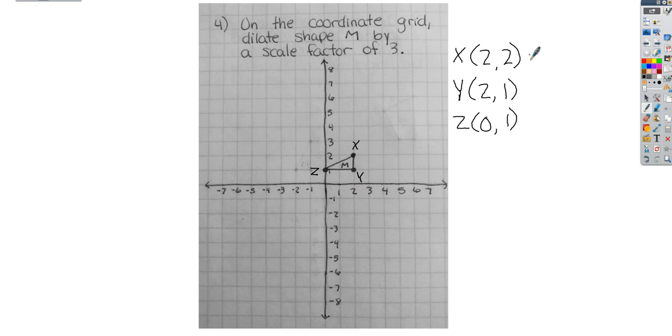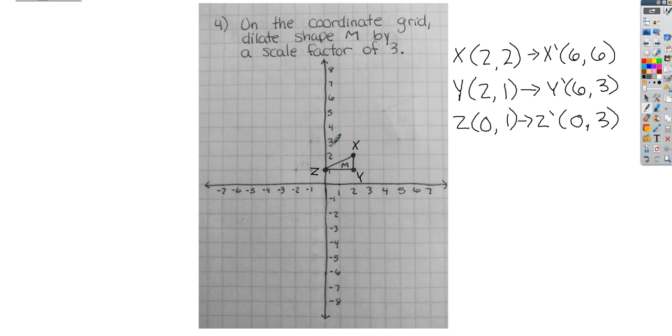So now we're going to do our dilation, and since scale factor means multiply, and it tells us we're going to multiply by 3, all we have to do is multiply all these numbers by 3, and that'll give us our dilation. So X prime, we're going to do 2 times 3, which is 6, and 2 times 3, which is 6, so that's our new X ordered pair. For Y prime, we're going to do 2 times 3, which is 6, and 1 times 3, which is 3, and that's our Y ordered pair. And then we'll get Z prime. 0 times 3 is 0, and 1 times 3 is 3. So these are all of our new ordered pairs, and all we have to do is graph them on our coordinate grid, and we will have our dilation.